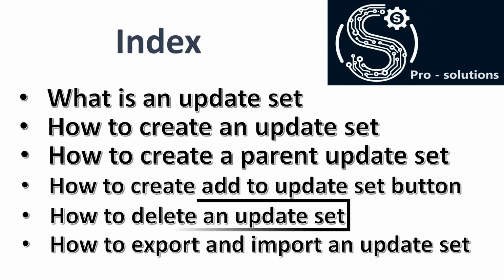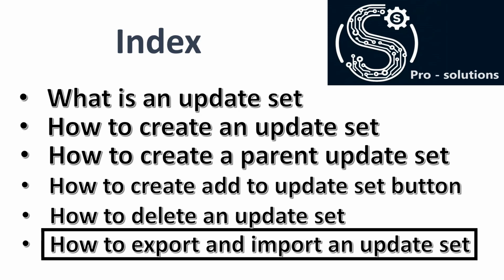We will now see the last 2 points. We will see these 2 points together in such a way that first we will see how to export an update set. We will delete it from the instance and we will also delete the button and at the end we will import it again so we can see that the button appears again.